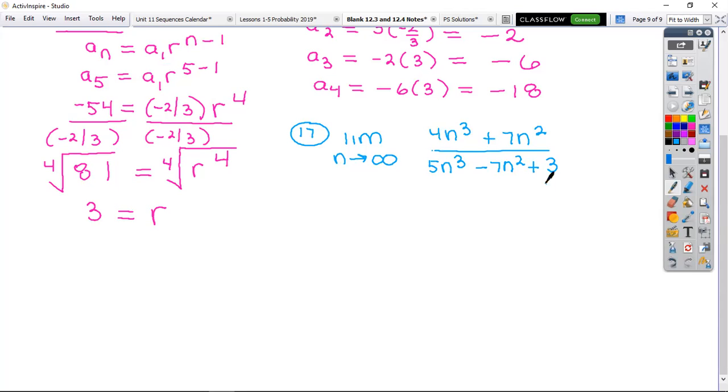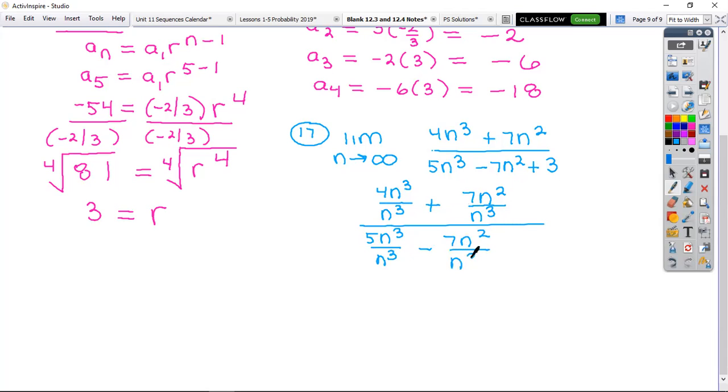So the highest power we see is which one? Degree 3. Yep. So I'm going to take every single term and divide it by n to the third. And once you do a lot of these, you're going to notice there's a consistent pattern, which hopefully you'll be able to pick up on quick because it'll make your content next week a little bit easier. So I have 5n cubed over n cubed, minus 7n squared over n cubed, and plus 3 over n cubed.